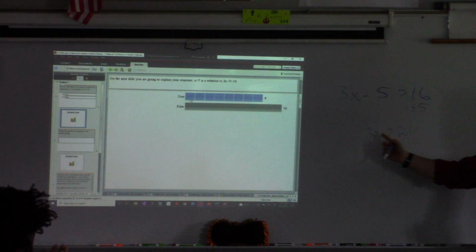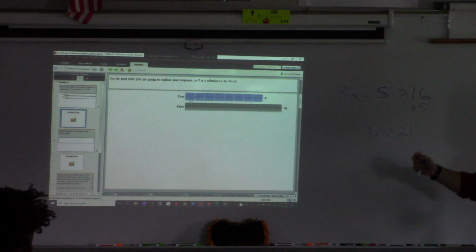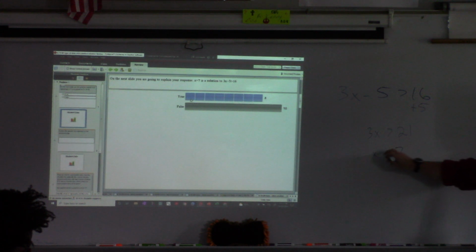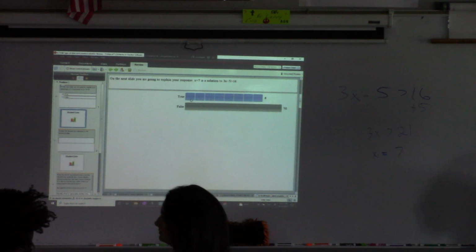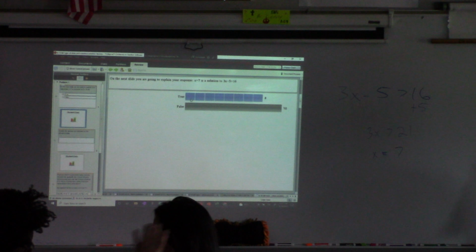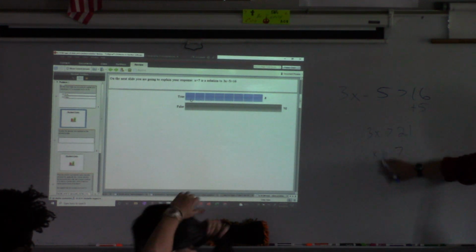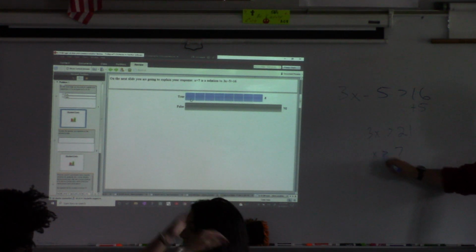Okay, so when I divide by 3, and we're going to talk more about this a little bit later, I get x. Now you said equals 7, is that what it is? X is equal to 7? No. What is it? X is greater than 7. Greater than 7. X is greater than 7.